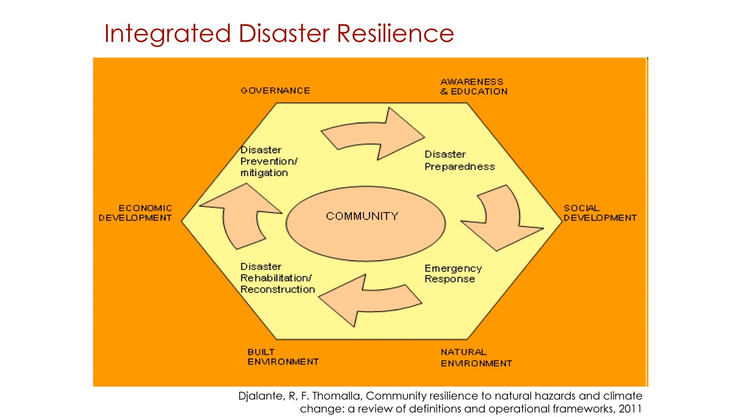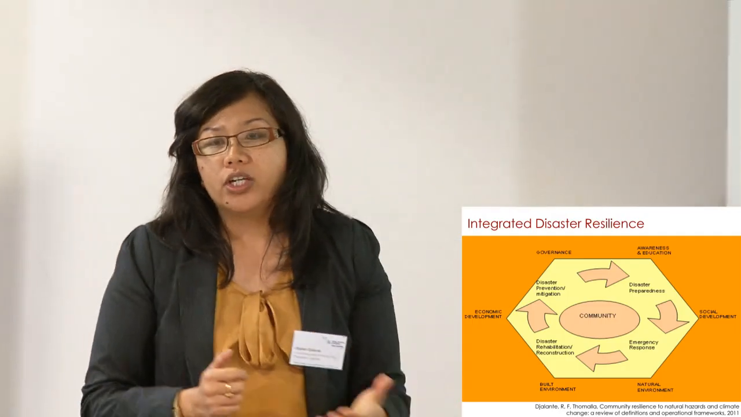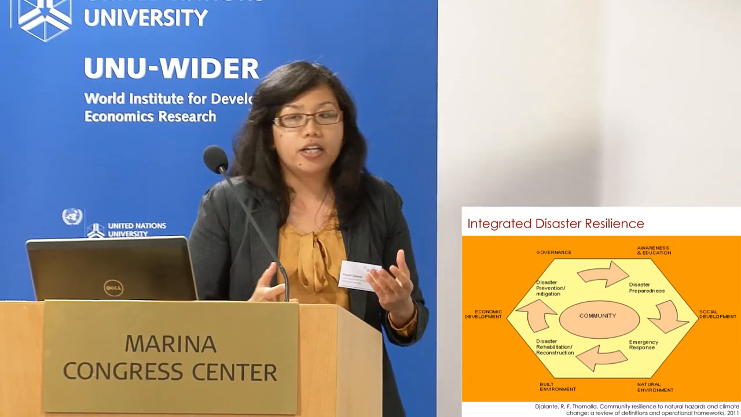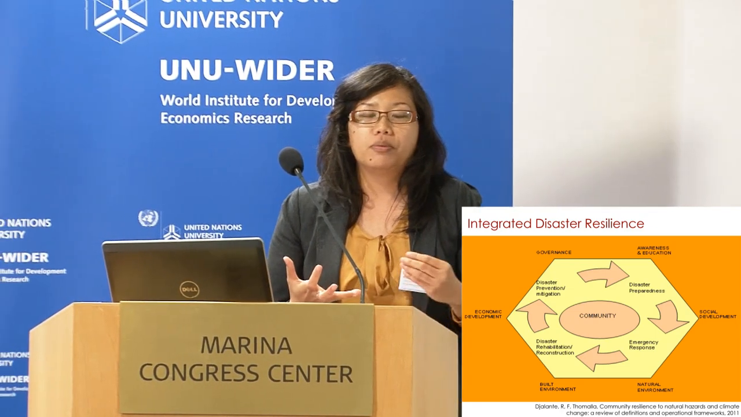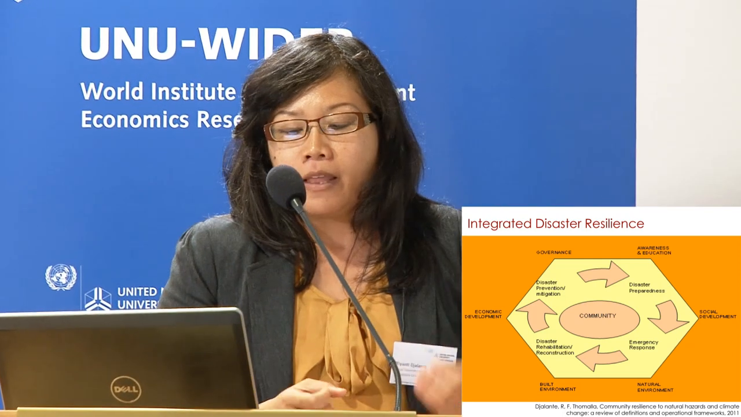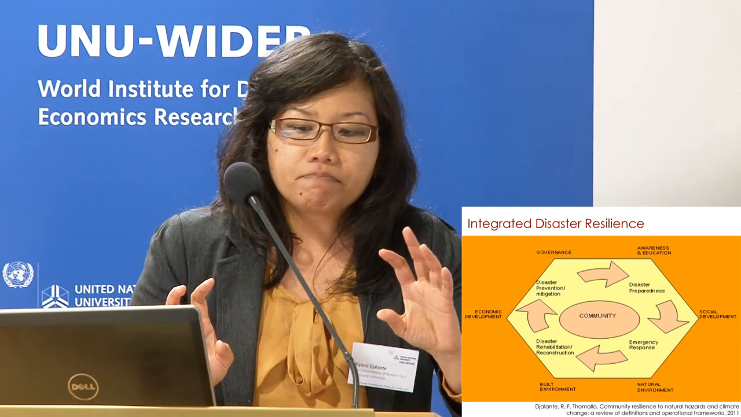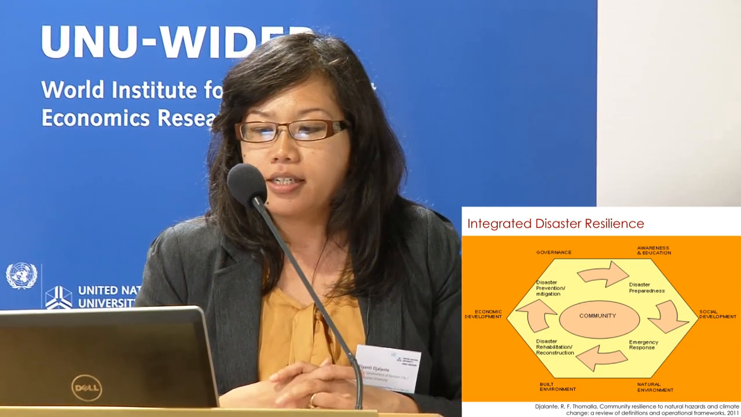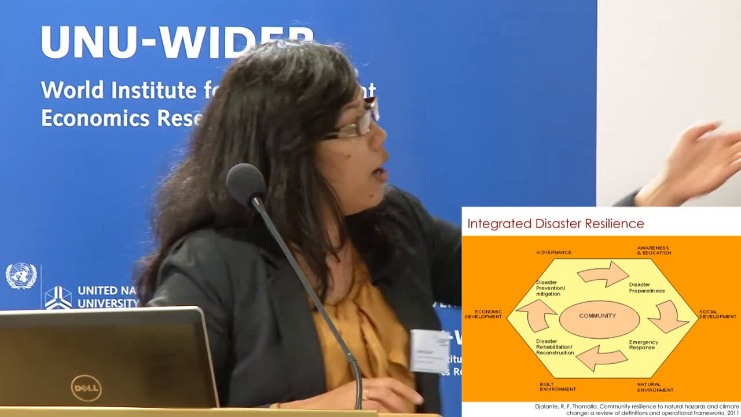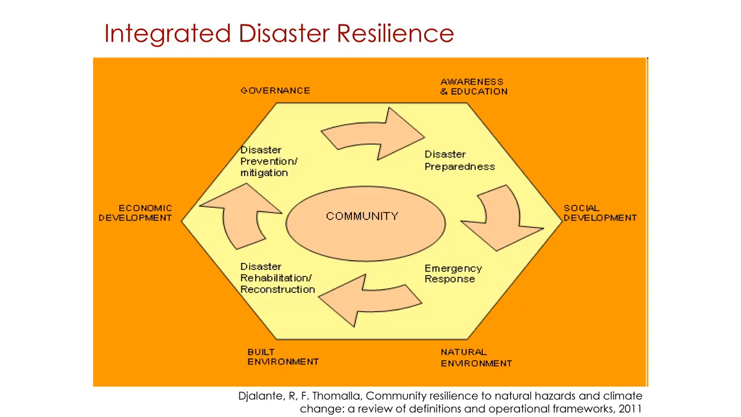So what I found here, I call it three layers of disaster resilience. The first layer is the community. Community needs to be the center of any resilience strategy. They need to decide what they want to be resilient for and how they want to do it. And also to be effective, any disaster risk reduction activities need to revolve around these four stages: prevention, preparedness, response, and rehabilitation.